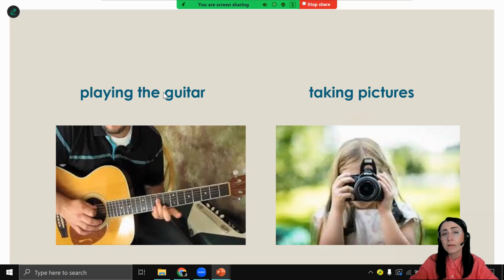Playing the guitar is not for everyone, but most people like hearing when somebody is playing the guitar. Instead of guitar, you can put any other instrument, playing the piano, playing the violin, playing the drums. And another one is taking pictures. Do you like taking pictures?